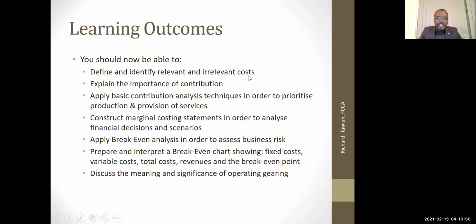So we've looked at what relevant and irrelevant costs are. The importance of contribution is that it contributes towards meeting the fixed cost component of the operations. And then we've been able to apply simple contribution analysis techniques to help us prioritize production and provision of services. We look at the contribution per unit and contribution per limiting factor, and also how to apply break-even analysis in assessing business risk. We can easily plot it on the graph and interpret it, knowing which costs to plot and where to plot the units and the revenues.